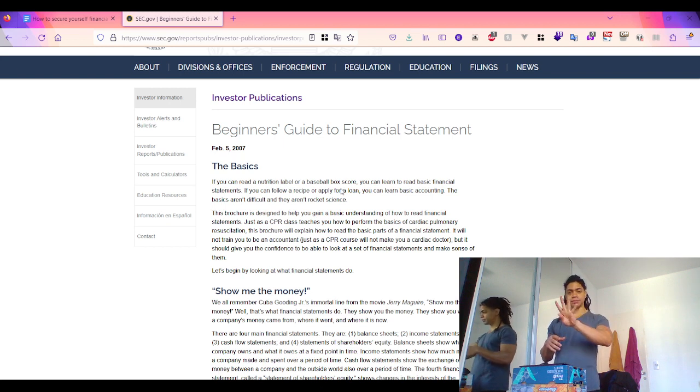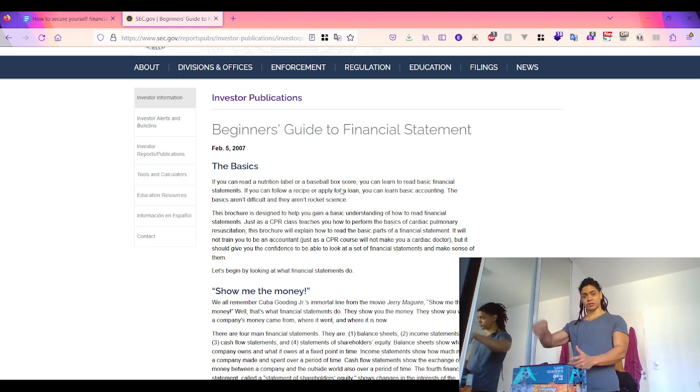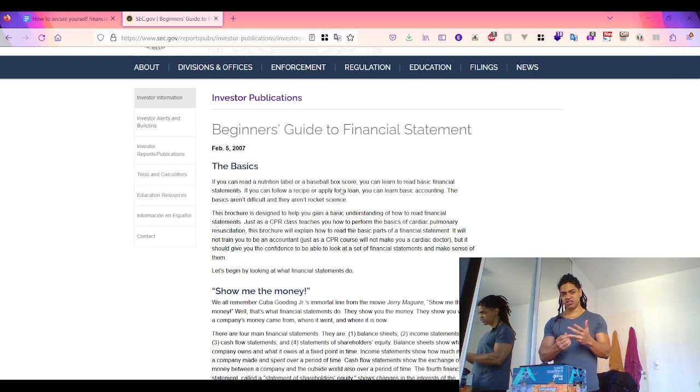Four of them are the balance sheet, income statement, cash flow statement, and the statement of shareholders' equity. The first shows what a company owns and owes at a fixed point in time. The income statement shows how much money a company makes and spends over a period of time. Cash flow is the exchange of money between that company and the outside world. And the statement of shareholders' equity shows the changing interest of the shareholders over time.